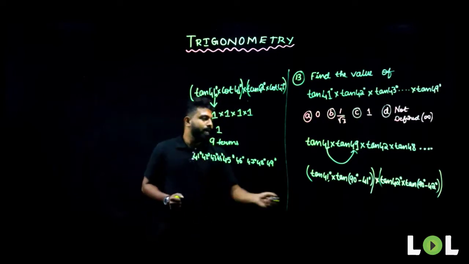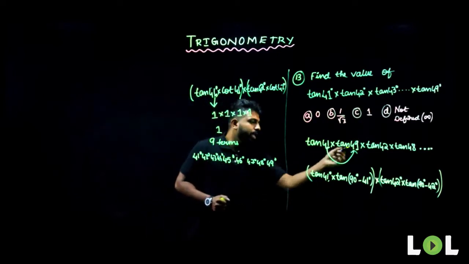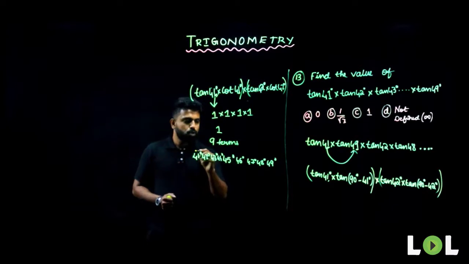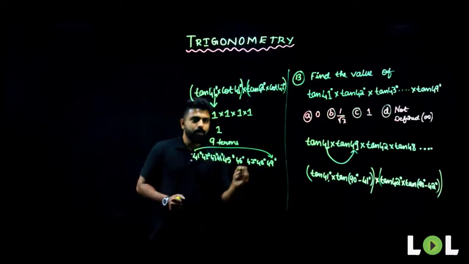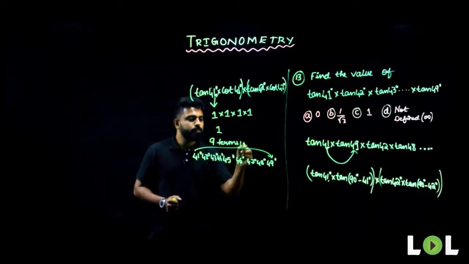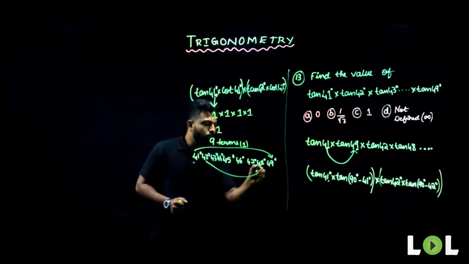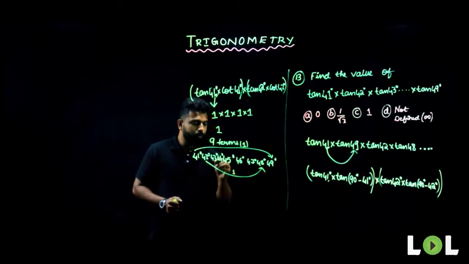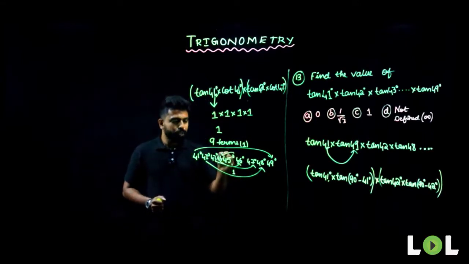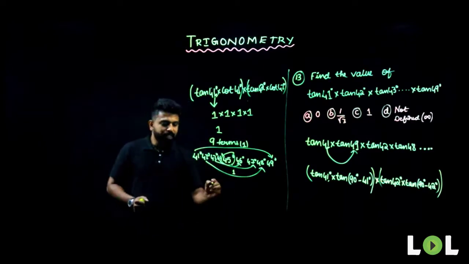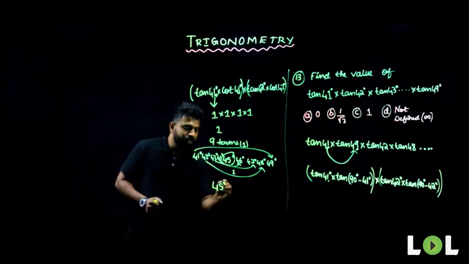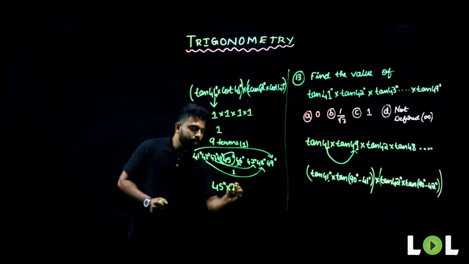Now we know that 41 and 49 degrees form a pair, and the value of this pair is 1. Similarly, 42 and 48 are forming one pair, 43 and 47 are forming one pair, and 44 and 46 are forming another pair. So what is the term which is left out without a pair? 45 degrees. So 45 degrees is left without a pair and each other pair value is 1.